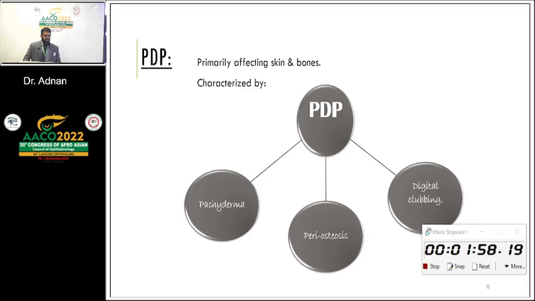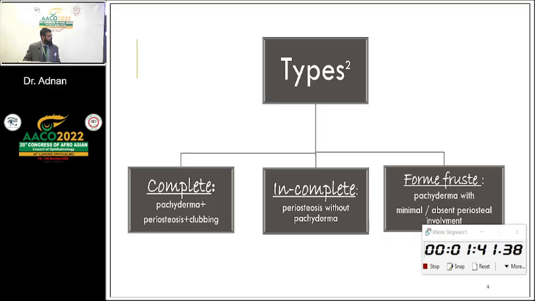So what is pachydermoperiostosis? This is basically a disease of the skin and the bones, which is characterized by three main features: pachyderma, which is the thickening of the skin; periostosis, the new subperiosteal bone formation; and digital clubbing. There are three types: complete, having all the features; incomplete, having the periostosis without pachyderma; and the forme fruste, with the pachyderma with minimum or no periosteal involvement.